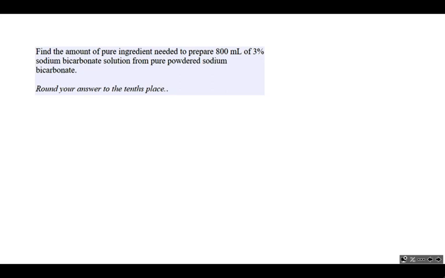So this question wants us to find the amount of pure ingredient needed to prepare 800 milliliters of a 3% sodium bicarbonate solution from pure powdered sodium bicarbonate. Let's go ahead and highlight the important details here. We need 800 milliliters, and this needs to be a 3% solution. So let's start by thinking about what a 3% solution might mean.